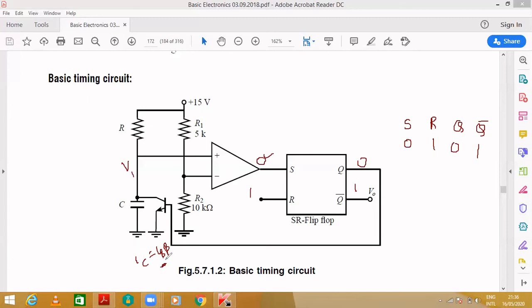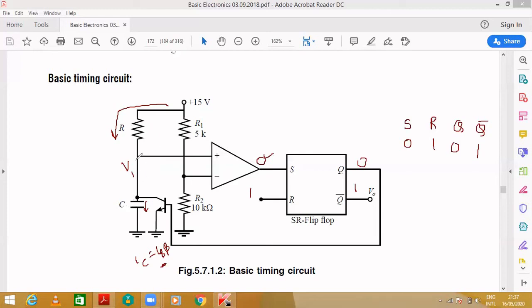When the collector current decreases, the capacitor, which was discharging to the ground, starts charging, because the collector current is not there and it is not dominating. At that time the capacitor starts charging through this R. The current starts flowing and the capacitor is charged through this R.